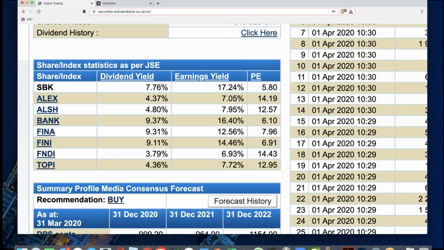There's the All Share, the bank, the FINI. I mean, the top 40 is much more than just financials, and the FINDI is also financials and industrials. The others are financials. The All Share is pretty much the market. It's just a nice quick little snapshot.